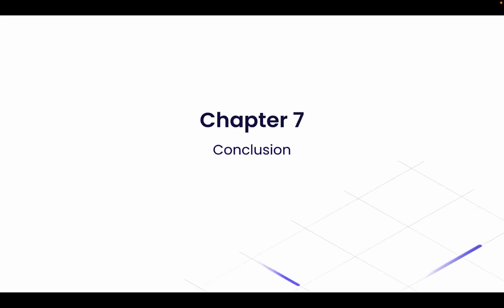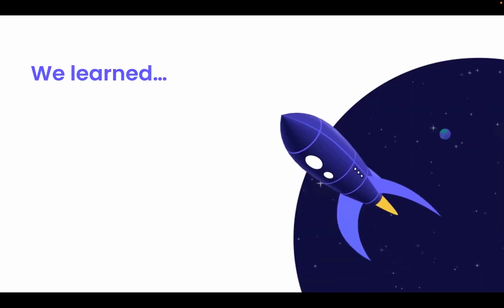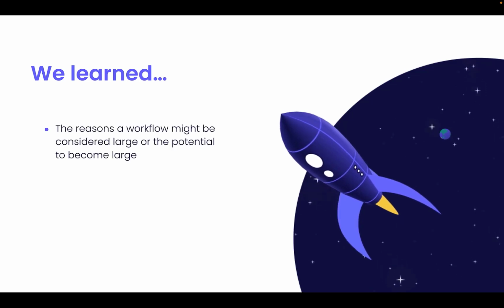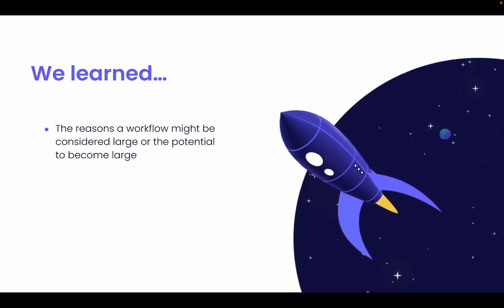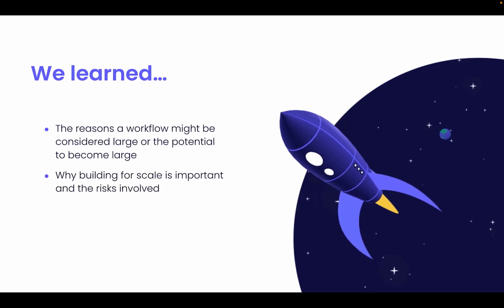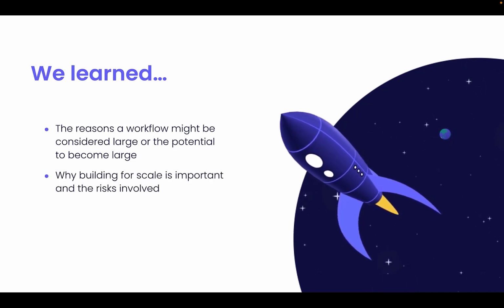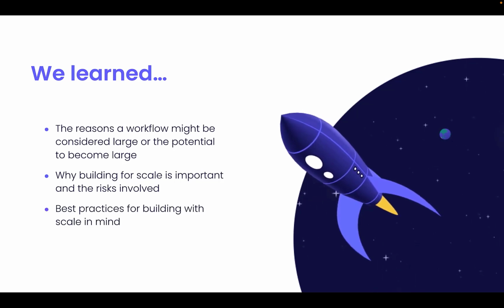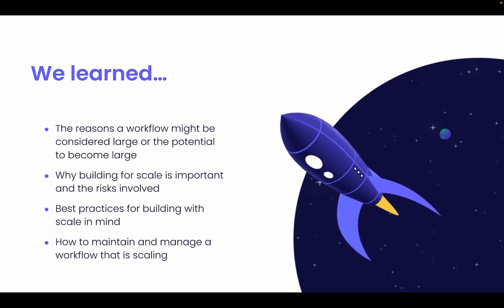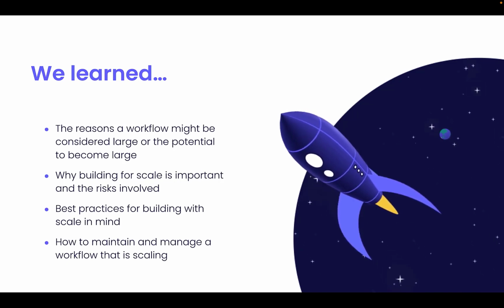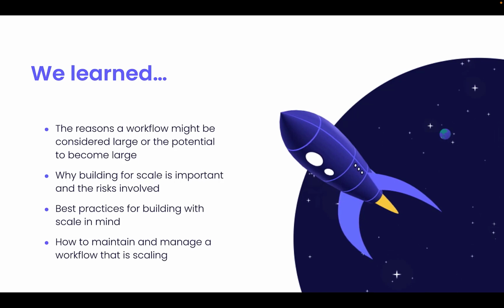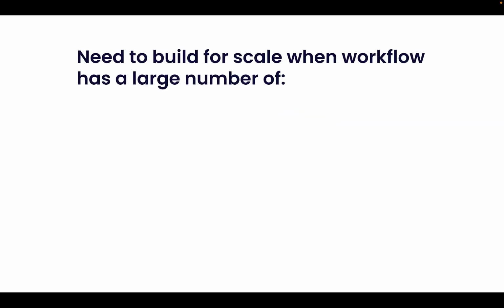Welcome back to our final chapter, Chapter 7, our conclusion of this webinar series. So, to conclude what we learned in this webinar: the reasons a workflow might be large or present the potential to become large, why building for scale is important and what could be the risks involved, some of our recommended best practices for building with scale in mind, and how to best maintain and manage a workflow that is growing and scaling. Let's recap the main points.